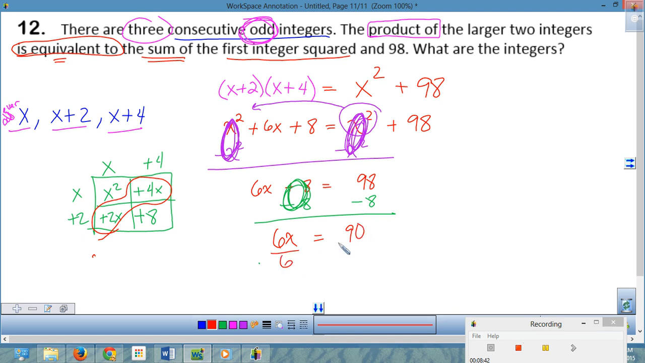And then we're going to divide by 6. Divide by 6. Okay, and x will equal, well, 6 goes into 9 one time with the remainder 3. 3 and this makes 30. 30 divided by 6 is 5. So you get that x equals 15. Now, the question says, what are the integers? So it doesn't want to know what x equals. It wants to know what the integers are. Well, x stands for the first integer. The second integer is going to be 2 more than 15, which is 17. And the last one's going to be 4 more than 15, which is 19.